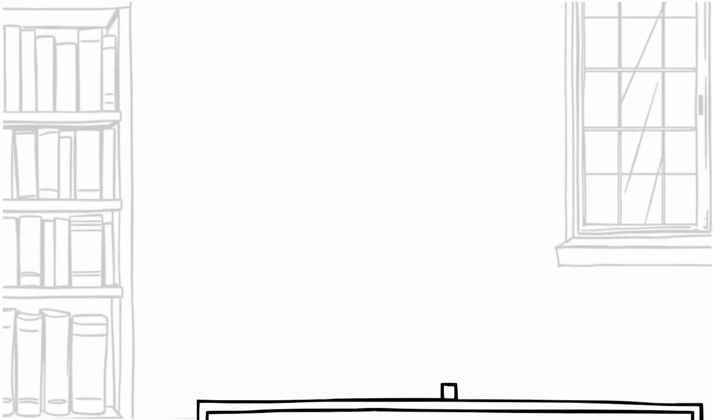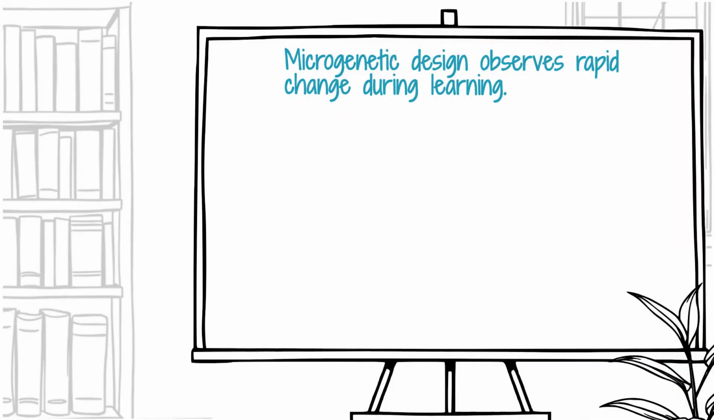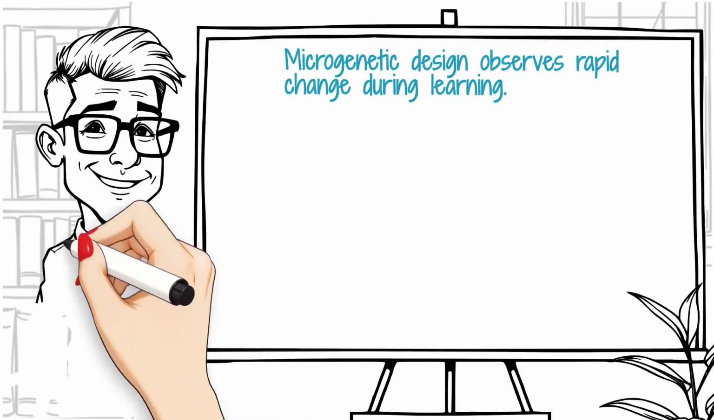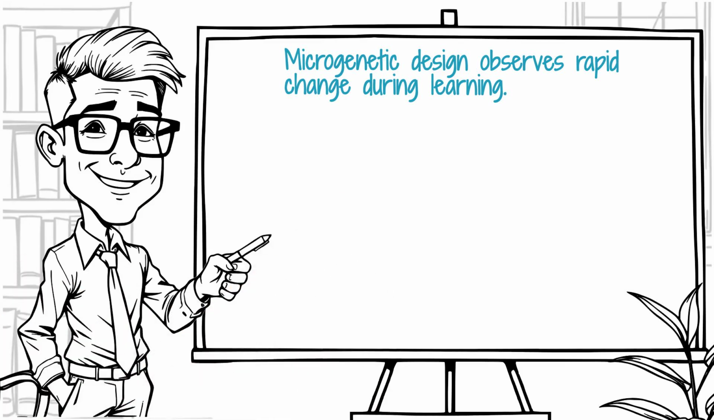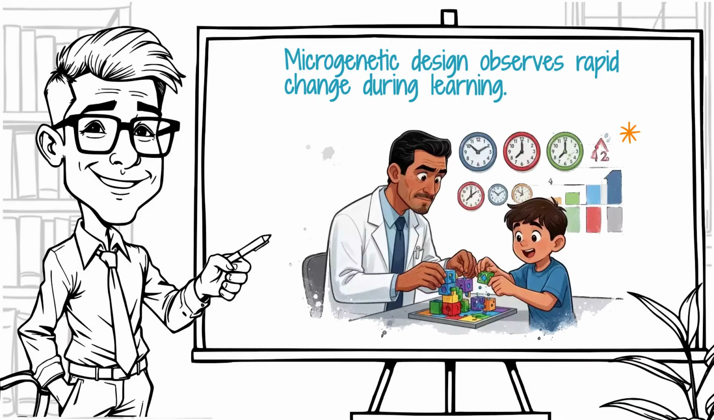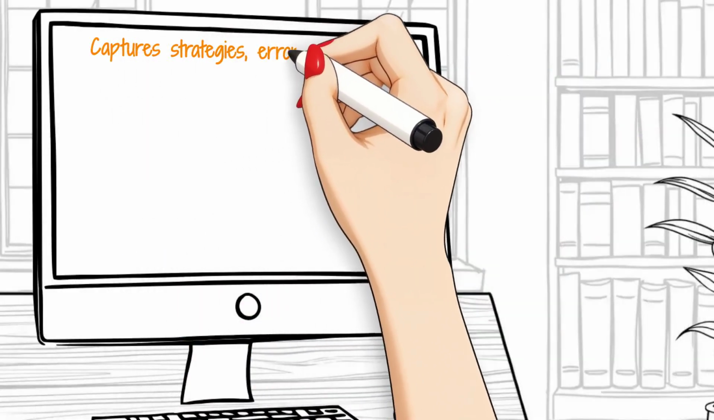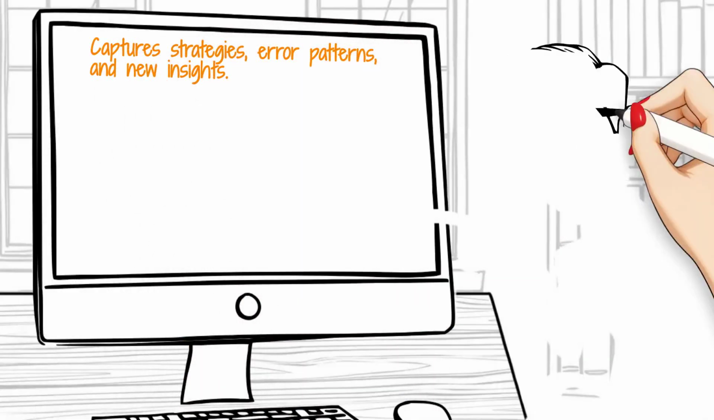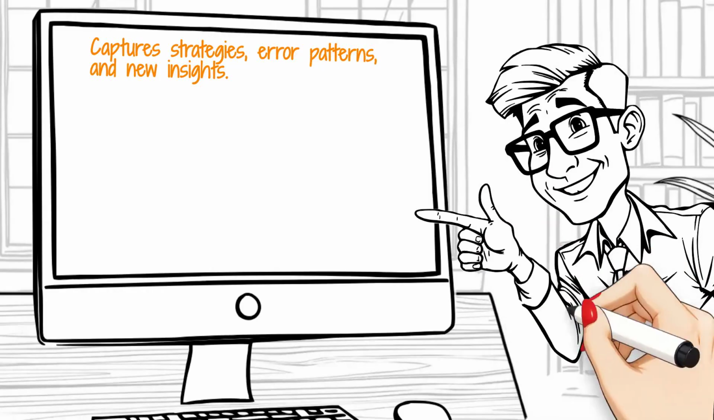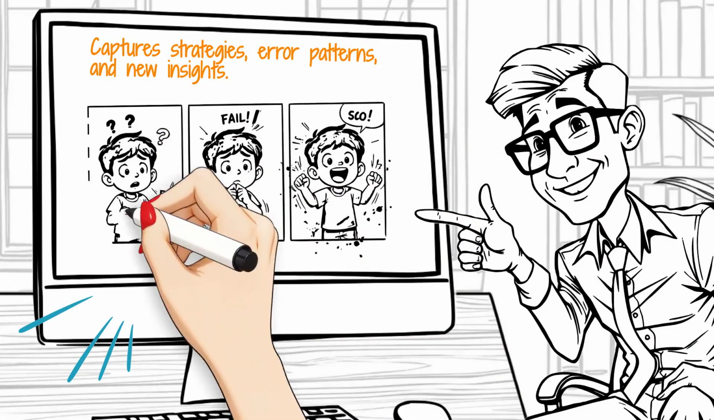Microgenetic design focuses on rapid change over a brief period of learning or problem solving. Researchers observe participants frequently as they acquire a new skill, allowing them to capture the process of cognitive transformation in real time. This method is especially valuable for understanding strategy use, error patterns, and the emergence of insight. A sequence of short clips can show how performance shifts from novice to more advanced reasoning.